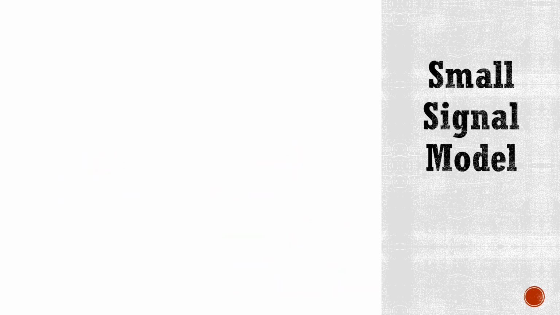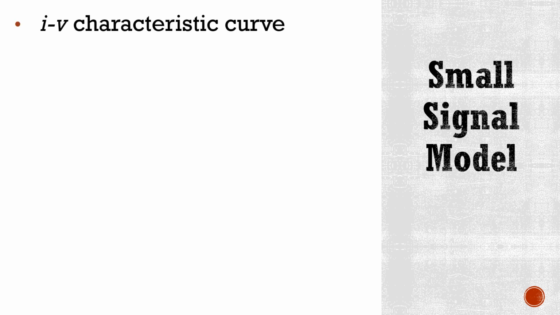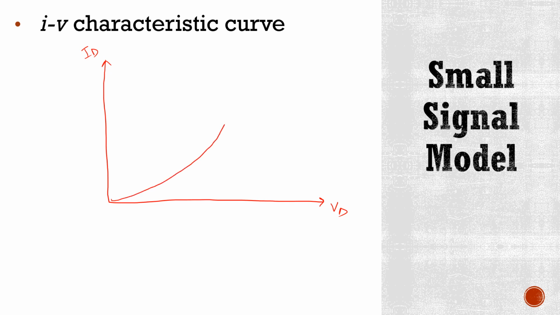Now we will understand the current-voltage characteristic curve of the small signal diode model. This is the IV plane where the variable on the x-axis is VD and the variable on the y-axis is ID. Now here this curve is representing the exponential diode current equation.